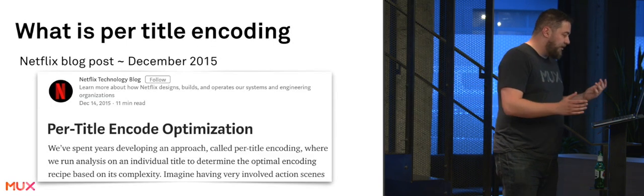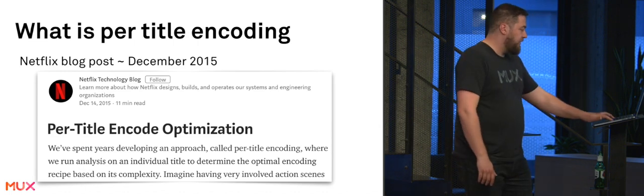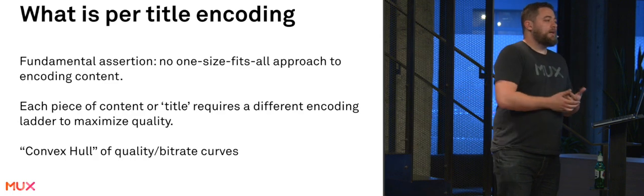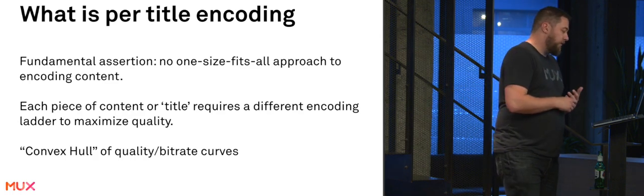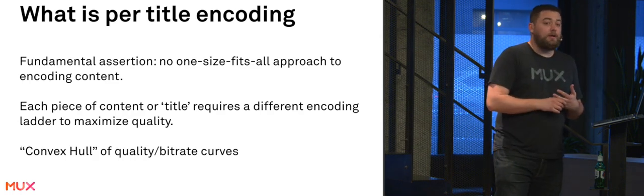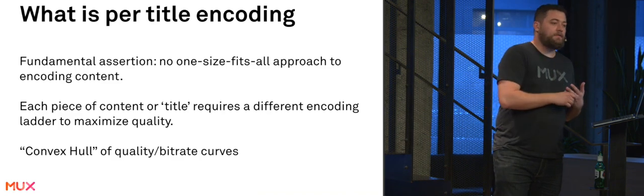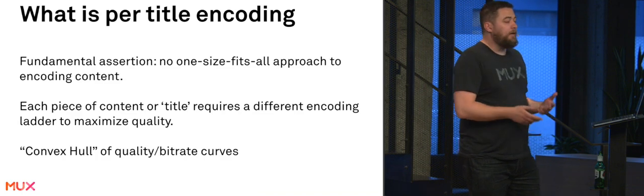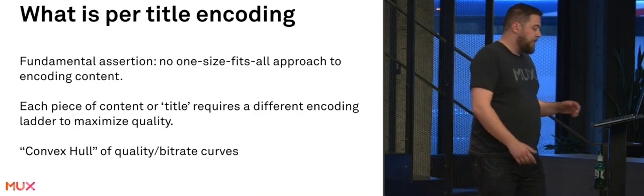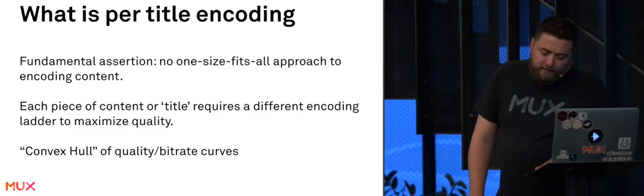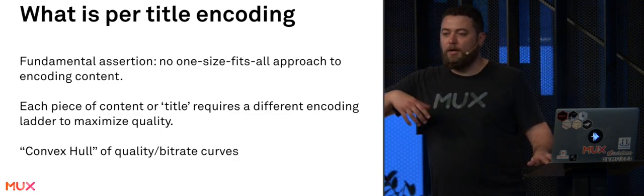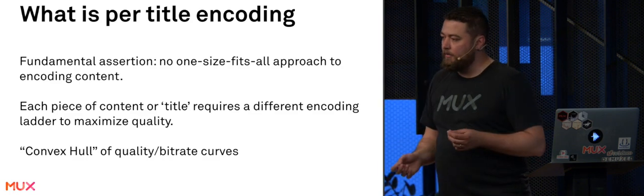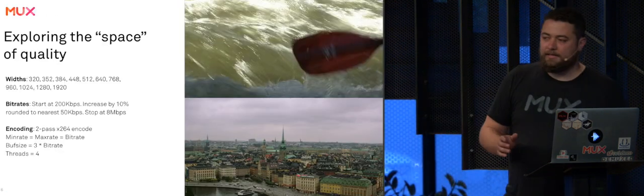So what is it? Well, Netflix threw down this blog post, and really what they were saying is, fundamentally, there's no one-size-fits-all approach to encoding. Each piece of content you have, you need to analyze it and figure out what kind of content it is before you can determine how best to encode it. And Netflix talked about this convex hull of quality and bitrate curves forming the basis of how they do their encodes. And I'm going to try and visualize that with you a little bit.